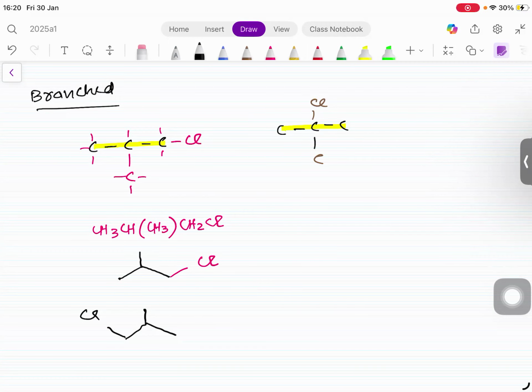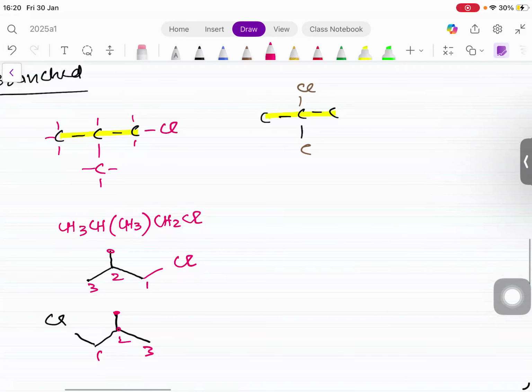This time it's 1, 2, 3 carbons with a branch at carbon number 2. This is again 1, 2, 3 carbons with a branch at carbon number 2. The same thing, right? I just read it this way and then drew it that way. So no difference.